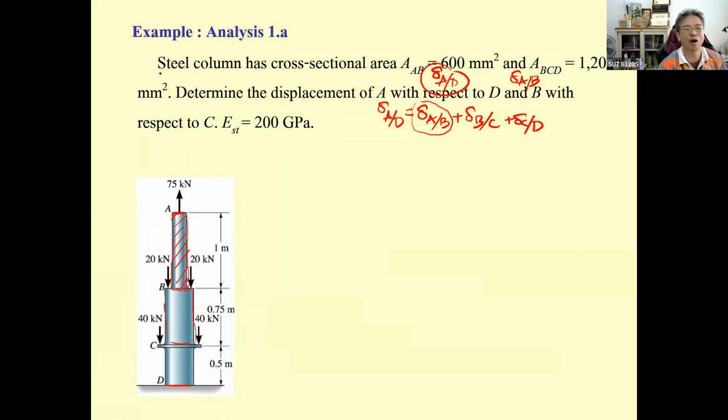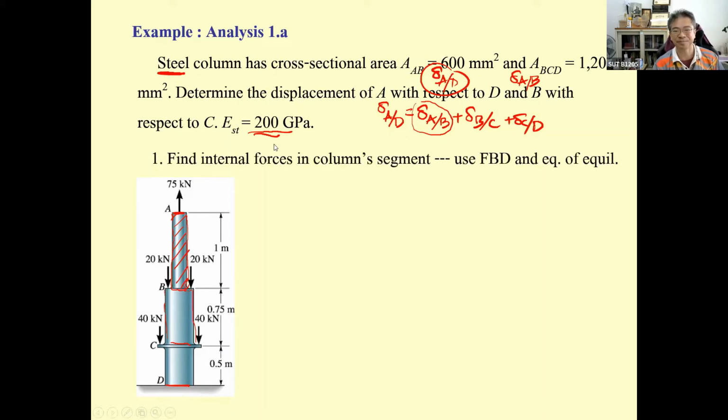The column is made of steel, so all of them have the same E. Beware of a column where maybe the first part is aluminum, the second steel, and the third copper, those kinds of things. And then let us just determine the delta, which is going to be PL over AE.